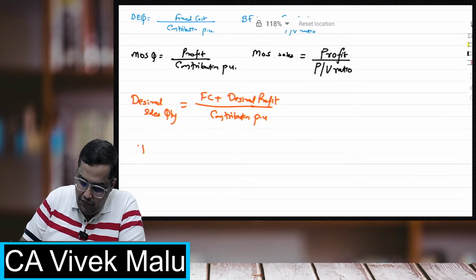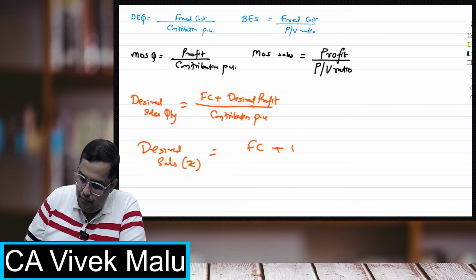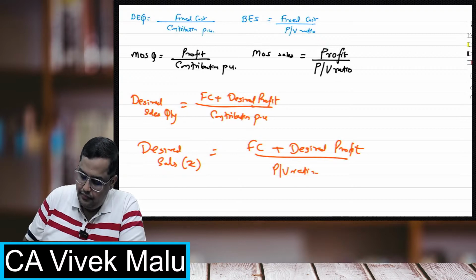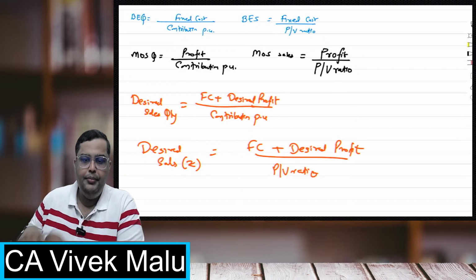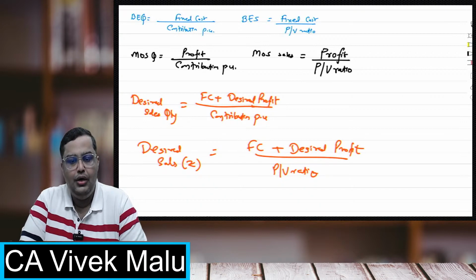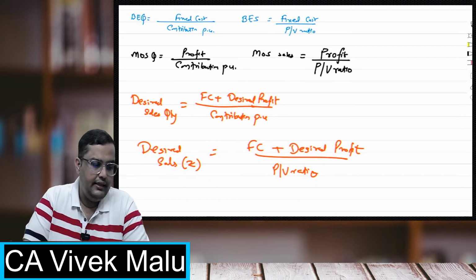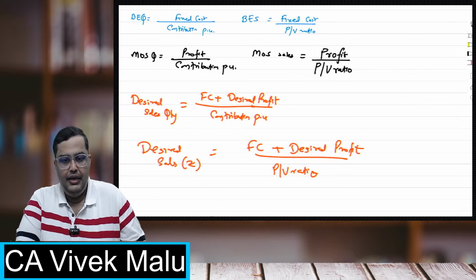And similarly, if I want desired sales in rupees, then the formula will be fixed cost plus desired profit, whatever profit you want, upon the PV ratio. So if I divide by PV ratio, I get my desired sales, like that. Everybody clear?